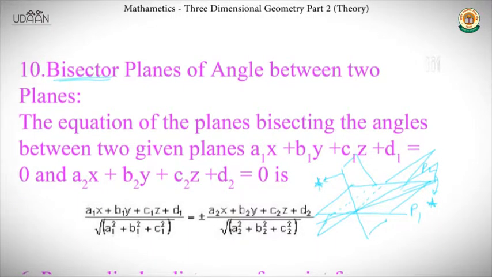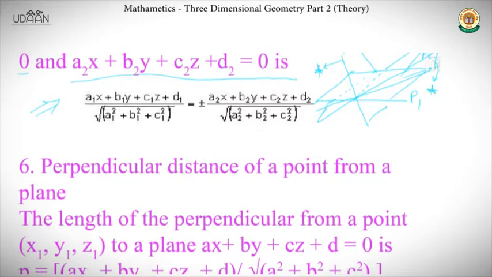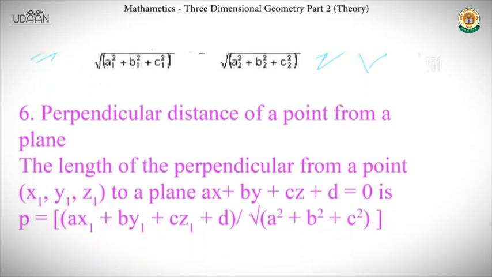If the equations of the two given planes are a1x + b1y + c1z + d1 = 0 and a2x + b2y + c2z + d2 = 0, then we need to remember that the equation of the bisector of the planes is given by (a1x + b1y + c1z + d1) divided by the root of summation a1 square equals plus or minus (a2x + b2y + c2z + d2) divided by the root of summation a2 square. Now moving on, next we have the perpendicular distance of a point from a plane. So how do we find it?